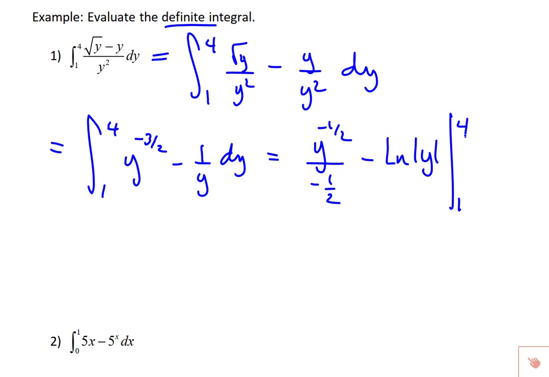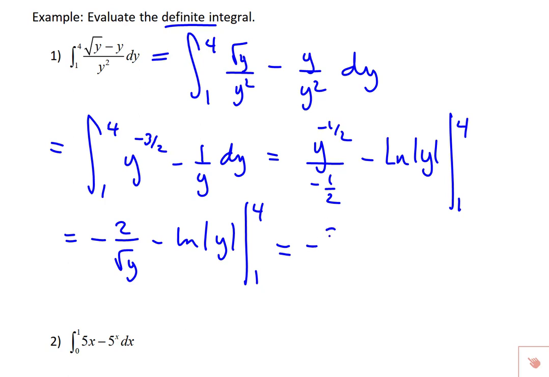So we'll go ahead and plug all this in. We could rewrite this just to make it a little more friendly as negative 2 over the square root of y minus the natural log of absolute value of y. And of course this is from 1 to 4. So plugging in the upper bound first, that is 4, would mean we really have negative 2 over square root of 4 minus the natural log of the absolute value of 4.